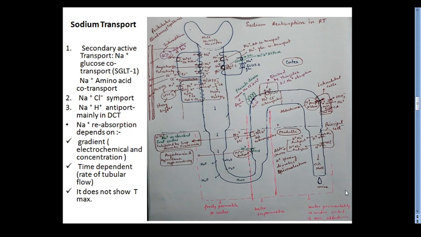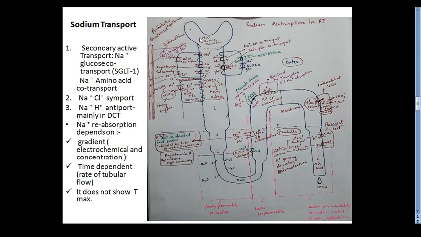Next one is the sodium transport. As we know, the sodium ion is a very important constituent of plasma, and it is very richly present in the extracellular fluid. So its reabsorption basically happens in all parts of the renal tubules: in the PCT, a little bit in the loop of Henle, mainly in the thick ascending part of the loop of Henle, then in the DCT, and in the collecting duct, the collecting tubule also.